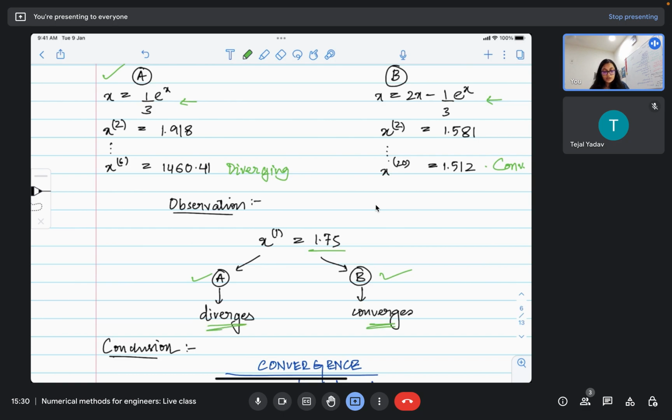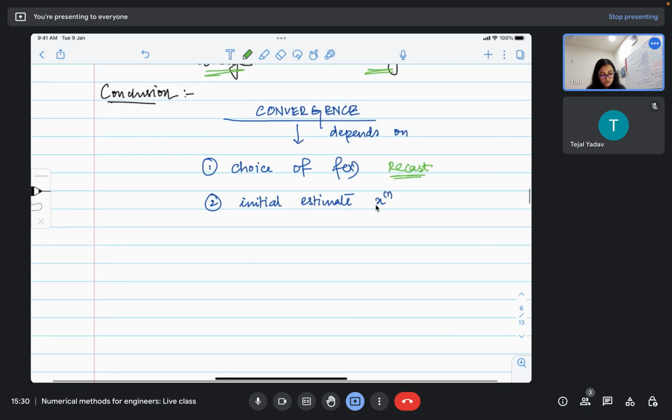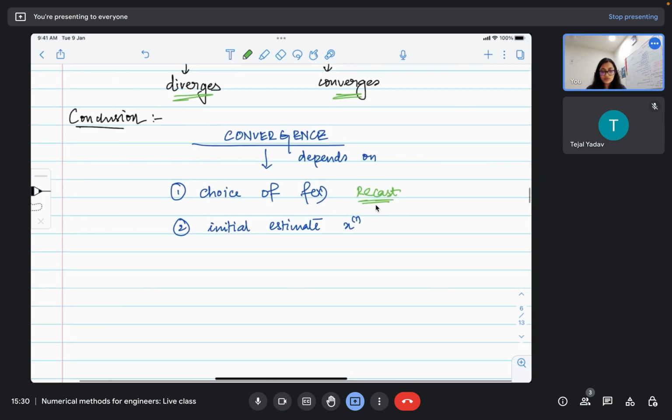So the conclusion here is that the convergence, that is, you're finding the root, right? You basically need to go towards the root. Going towards the root and merging with the root is called convergence. Now, convergence depends on two factors. One is the choice of f of x that you have taken, in the sense the way you have recasted it. That determines the convergence, and also the initial estimate determines the convergence. So, Tejal, any doubts so far? Anything you want to discuss or any concerns?